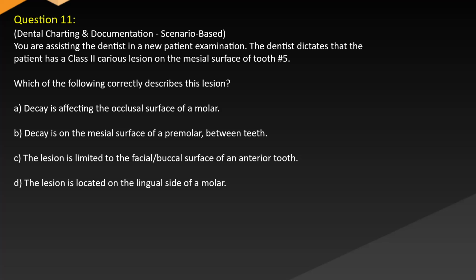A. Decay is affecting the occlusal surface of a molar. B. Decay is on the mesial surface of a premolar between teeth. C. The lesion is limited to the facial buccal surface of an anterior tooth. D. The lesion is located on the lingual side of a molar.